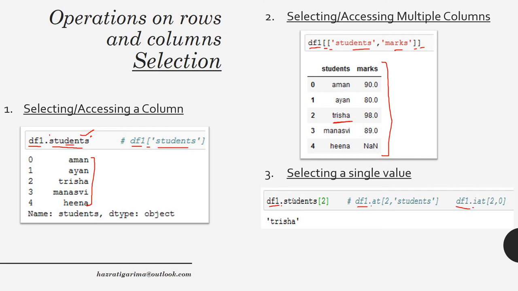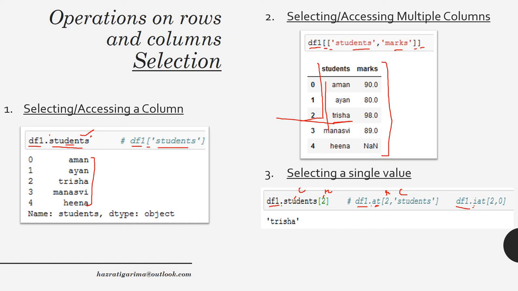Next, you select the column name and then the row index, that means in the student column, second row. Same case here. Instead of this, you can use the at operator with row and column: second row, student column. Second row means the index label is second.